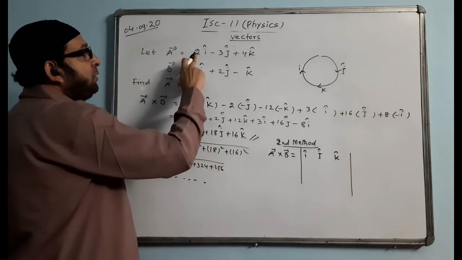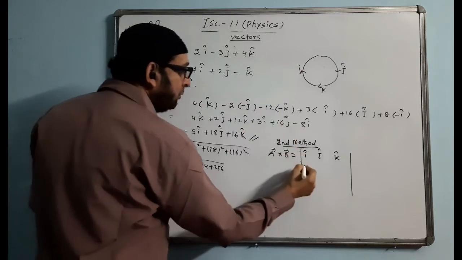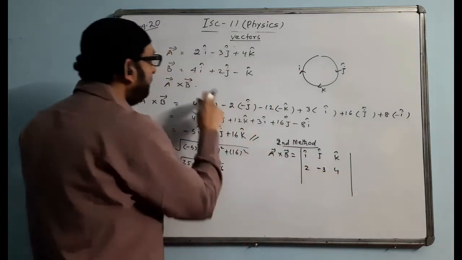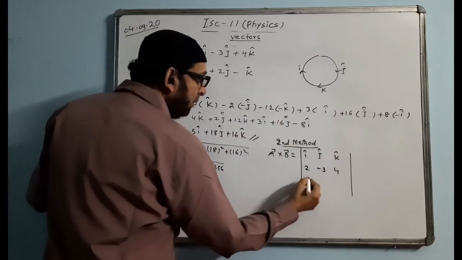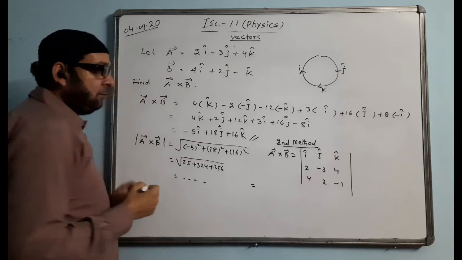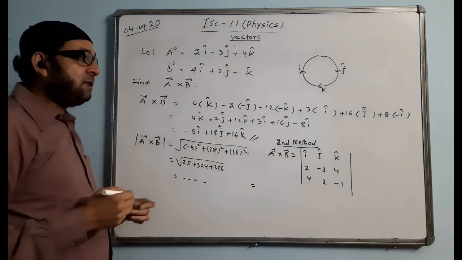And the numbers we will write here: 2, minus 3, 4. The sign also we will take: minus 3, 4. Here 4, 2, minus 1. We write 4, 2, minus 1. And now we will multiply. We will expand the determinant.